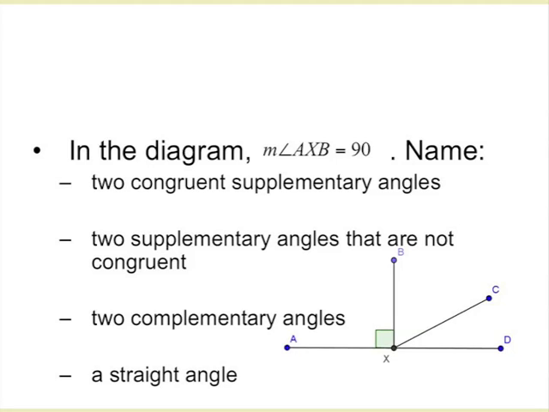Where is this one 90-degree angle in this picture? AXB. We were given that information. And where is another right angle in this picture? BXD. Because if they're next to each other on a straight line and half of it's 90, the other half has to be 90 as well. So you have to add up to a straight line of 180.